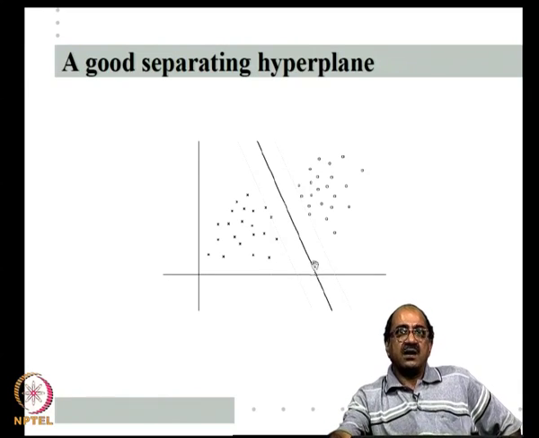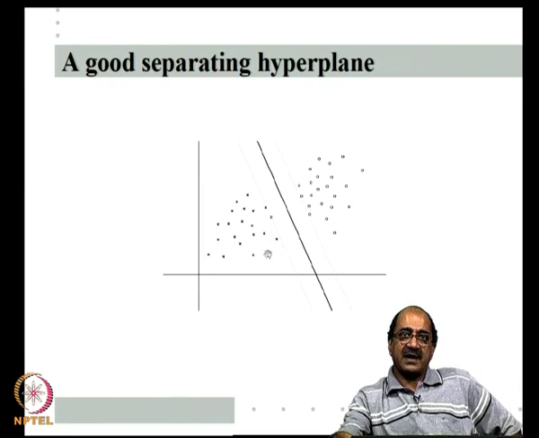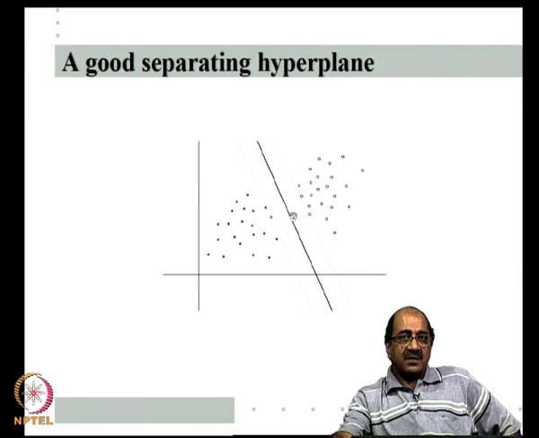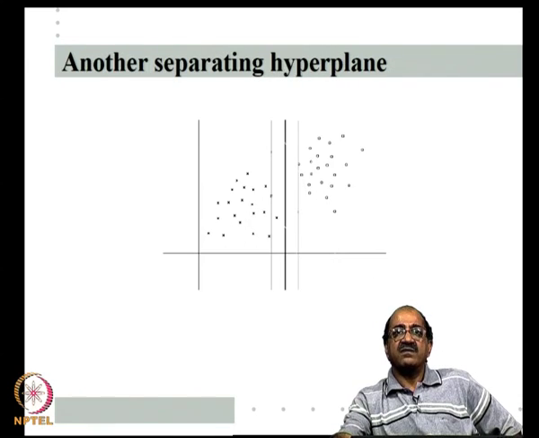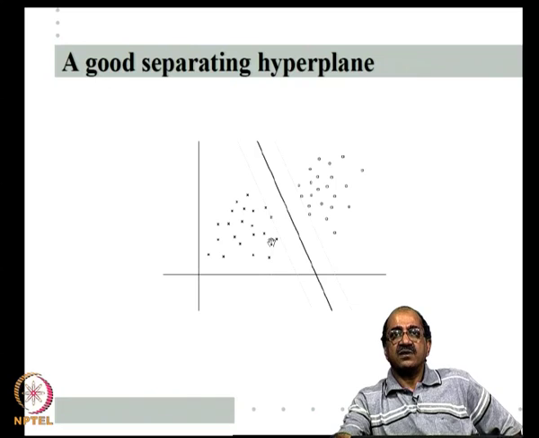It turns out, more formally, a good separating hyperplane is one where the closest pattern to the hyperplane on either side is far away. If it is far away for one hyperplane, then that hyperplane is better than another hyperplane for which it is closer, because here it is too close. So, this is not as good a separating hyperplane as that one.